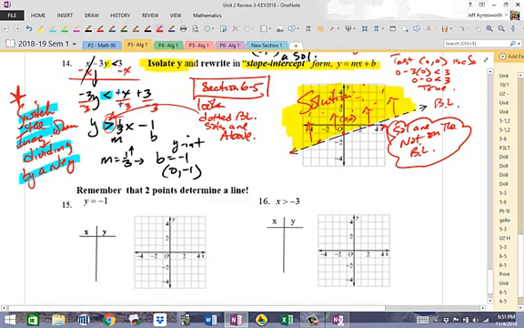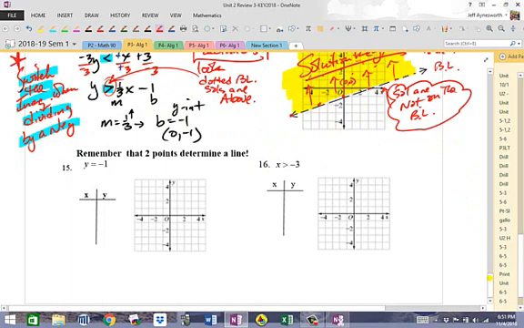Or the solution set, however you want to say it, but it's called the solution region or the solution set. All the points above the boundary line are solutions to the inequality, not below. You can pick any point below here and they will not satisfy the inequality. Now let's take a look at the last two here.